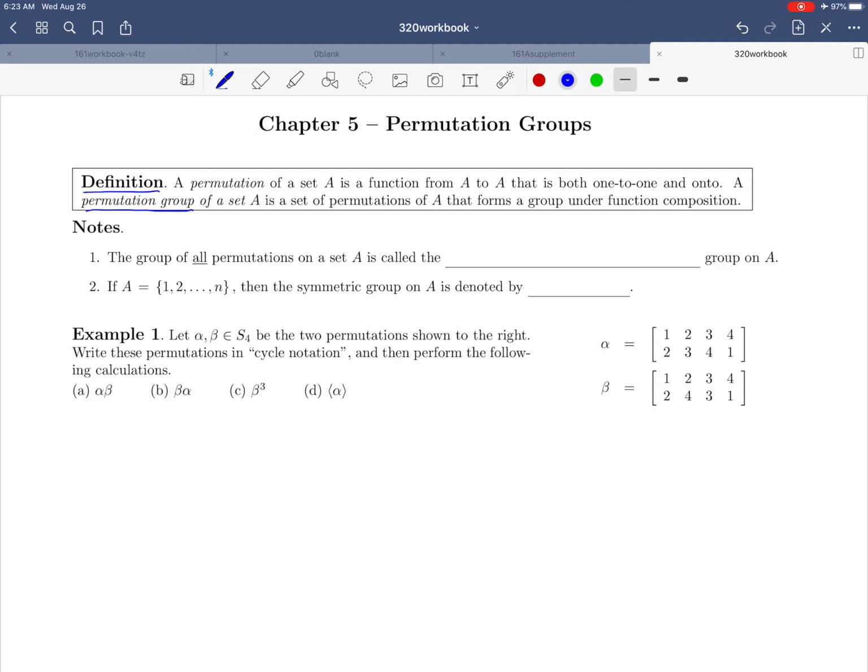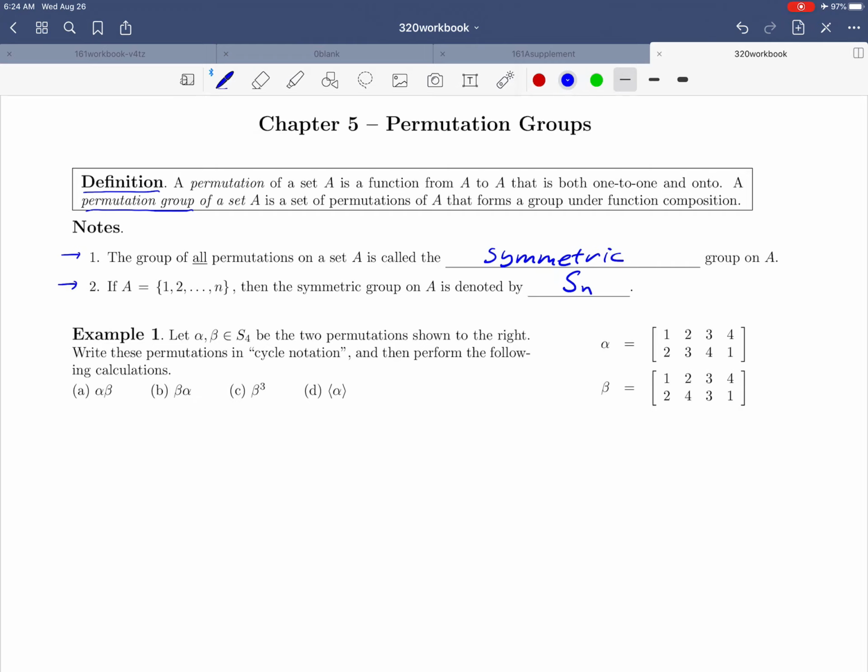Okay, let's take a couple of minutes here just to make some comments on this definition. So first, the group of all permutations on a set A has a special name. It's called the symmetric group on the set A. And one special case of the symmetric group is if we take A to be the set of the first n positive integers, 1, 2, up to n. In this particular situation, the symmetric group on that set has a special notation. We're going to write Sn.